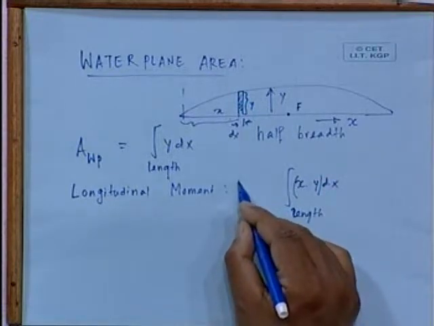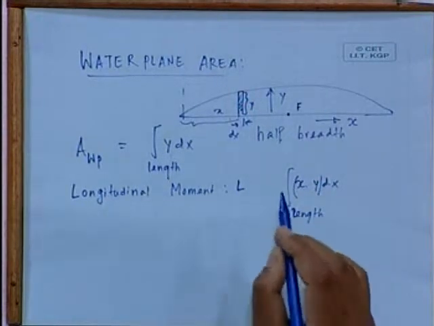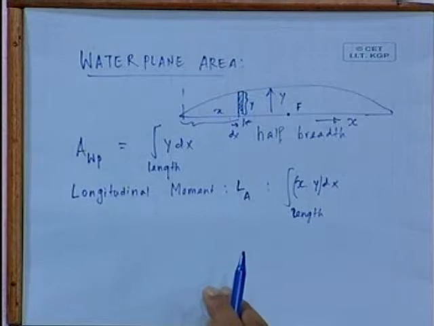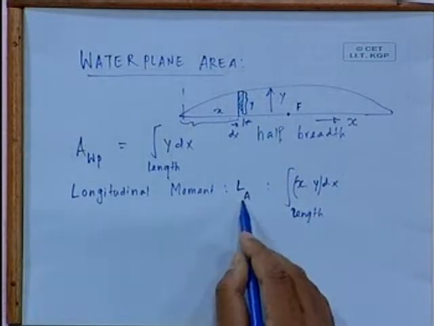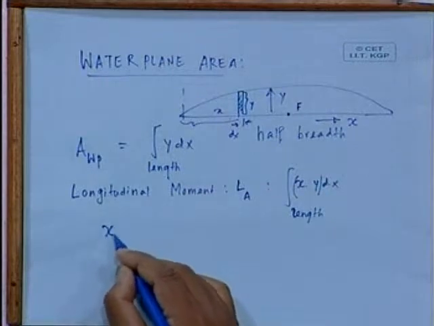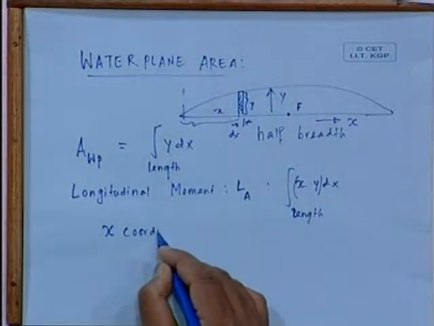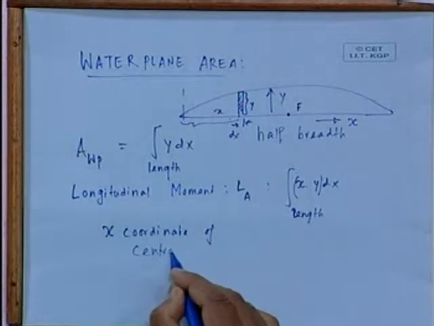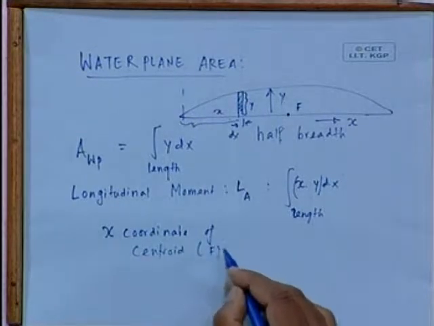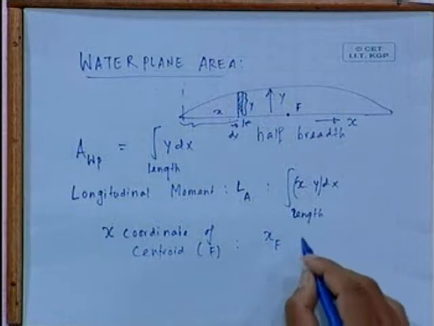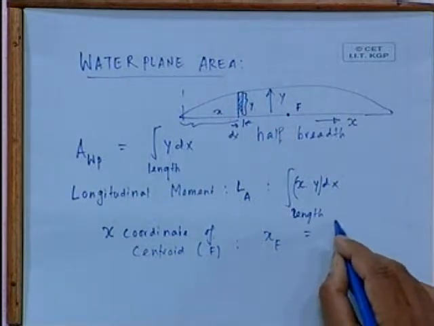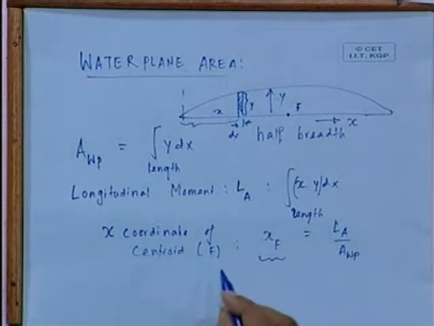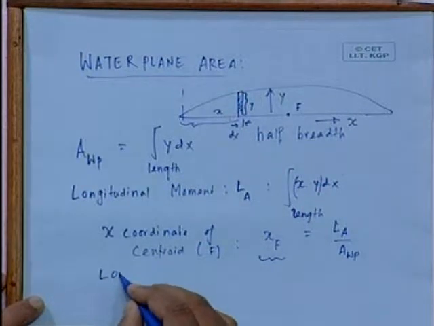Let me call this L of a section area. Okay, this is very simple. Why do I need that? Because the x coordinate of the centroid, which is normally written as f, or I can say x of f, will become LA divided by AWP. This is called in our language the longitudinal center of flotation.